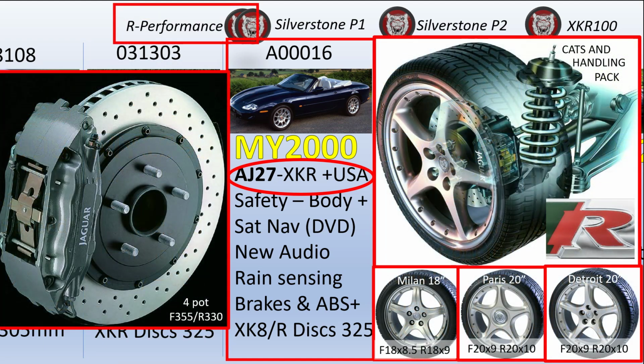About the same time, there was the introduction of the R Performance kits. These were from September 1999, so just after the model year started. There were 3 or 4 elements to this kit: Brembo brakes, BBS alloy wheels, cat suspension, and what they call the handling pack, and lots of other extras. I've done another video on this if you'd like to see that. Probably the banner will pop up now. But the main thing was the introduction of the Paris and Detroit Milan alloy wheels. Really nice looking wheels, those.